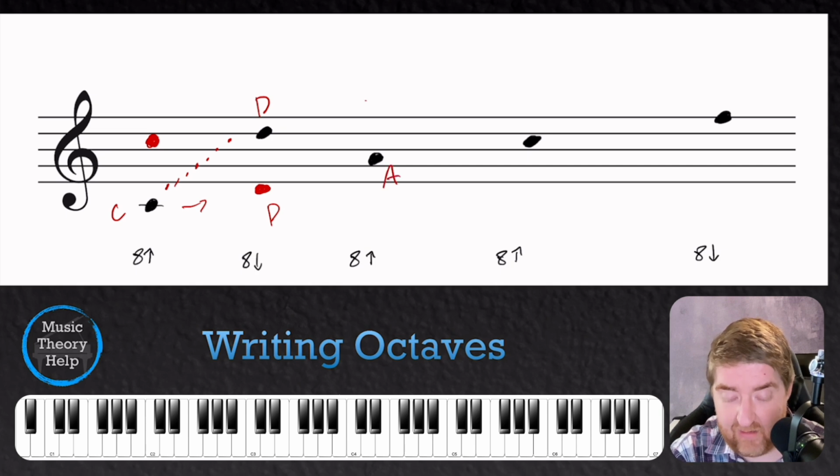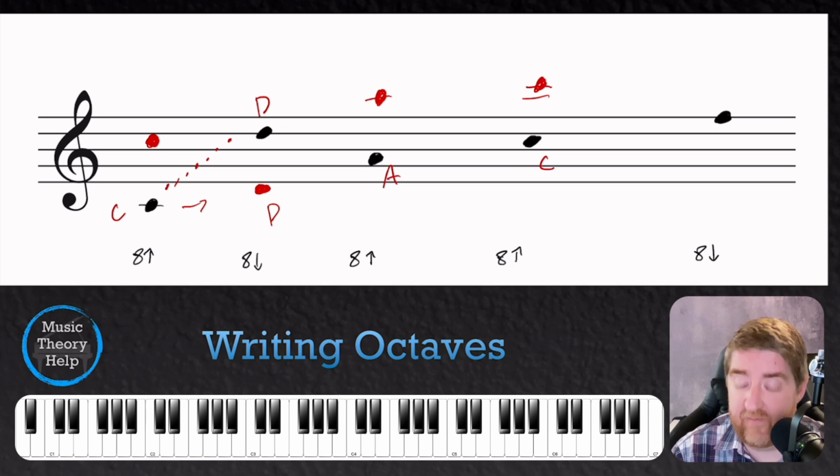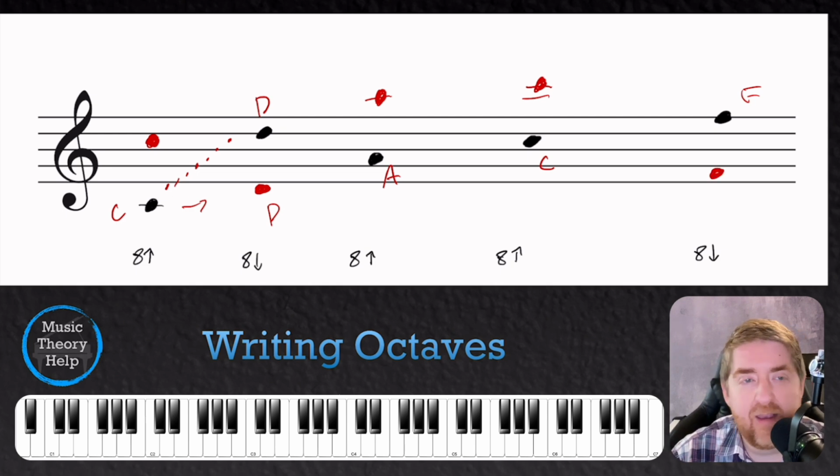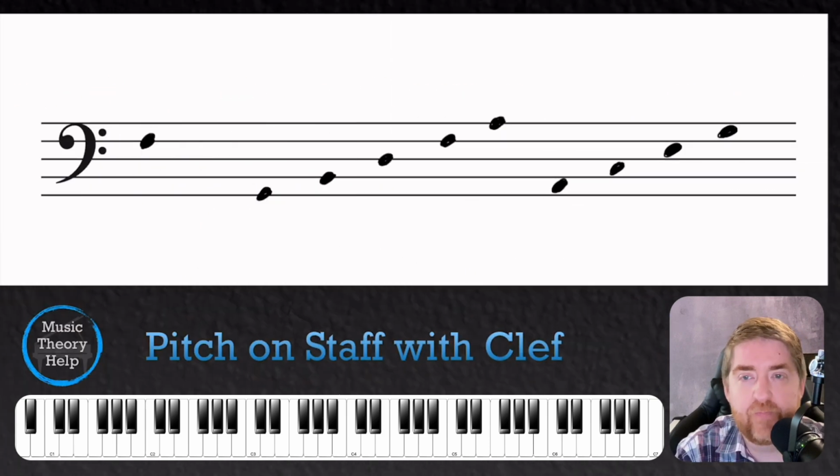We're given an A. Here's the A, an octave above. Here's a C. The C, an octave above. And an F. Here's our F, an octave below. Again, we really just have to memorize our lines and spaces and be able to recognize them. But it's good visually to see what octaves look like and to remember that when we're dealing with pitches in one clef, one note will be on a line and one will be on a space when they're an octave apart.